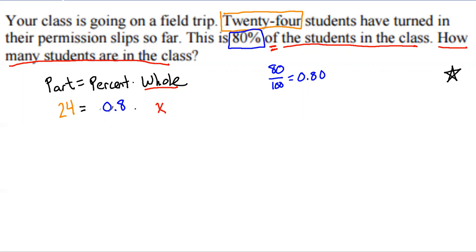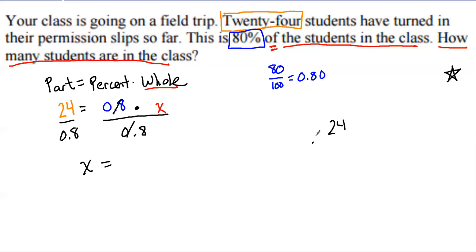So we have 24 equals 0.8 times what number? We need to get this x by itself. This is multiplication here between my decimal 0.8 and my x. So to undo that multiplication, we are just going to divide both sides by 0.8. And this is, of course, going to cancel out. Our x will be by itself. x equals 24 divided by 0.8.